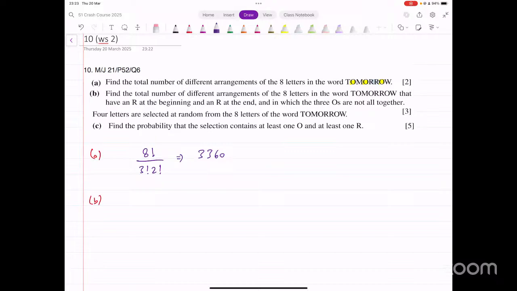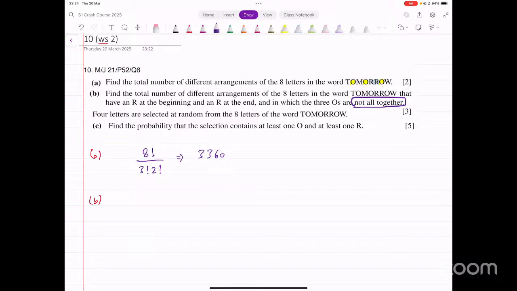Now the second part says, find the number of arrangements of the 8 letters in the word tomorrow that have an R at the beginning and an R at the end, and in which the 3 O's are not all together. Not all together. Does that remind you of something? Which method would we have to use for this? There were two methods that we did for separating objects, total minus together, and then the dashes and stars method. Which one is going to work and which one is not going to work?